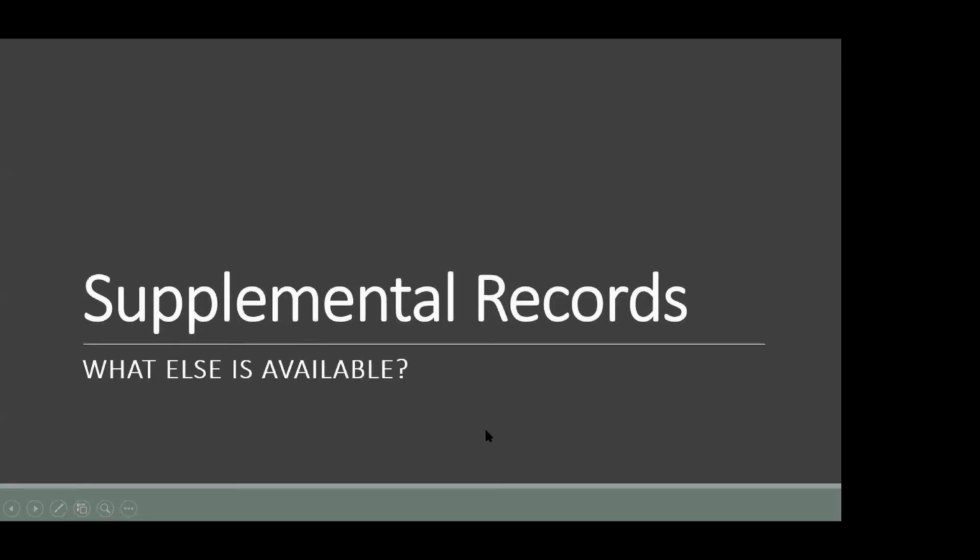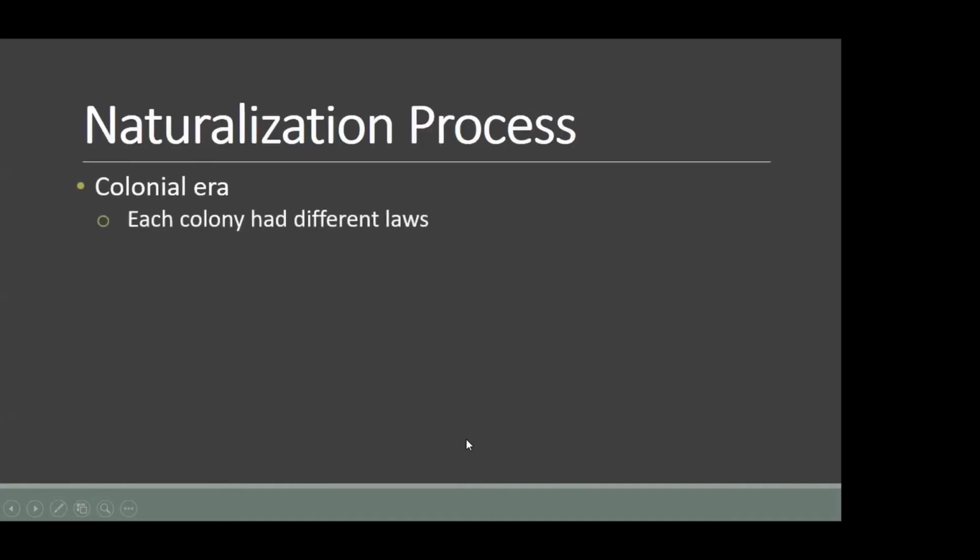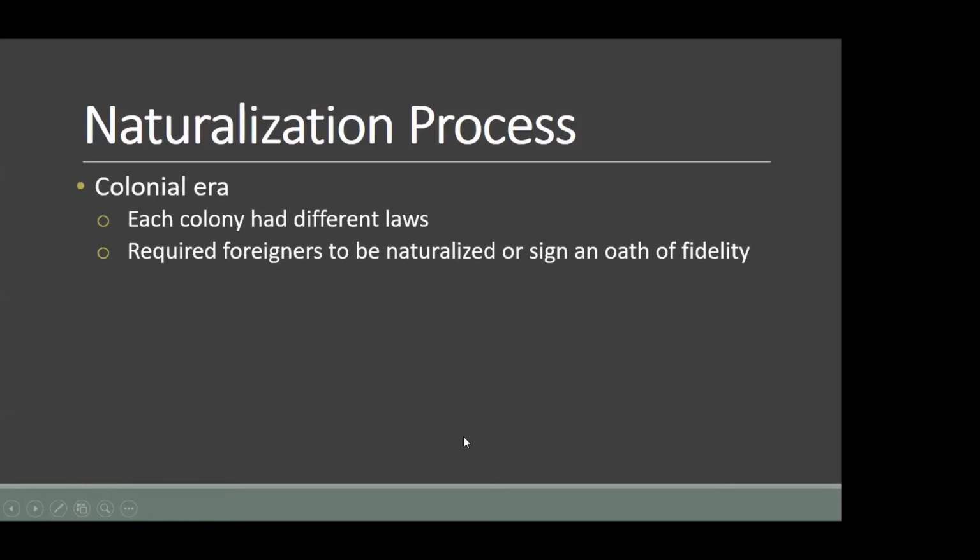So what else is available besides these passenger lists? We just discussed the fact that the federal government didn't start collecting these until about 1820. And then some of the information, we don't know who's providing it, who's writing it down. So what other records are available to us? One of those records that's really key is naturalization records. Naturalization is the legal procedure by which an alien becomes a citizen of a country.